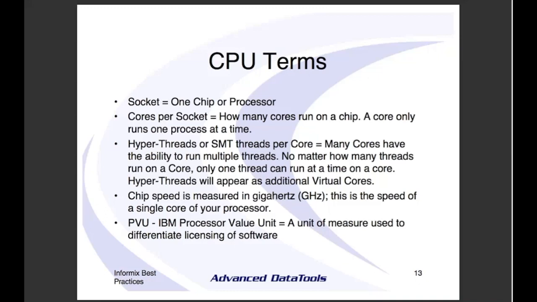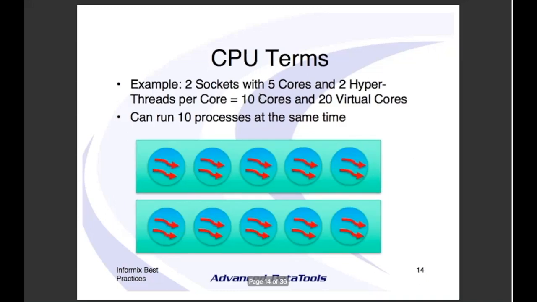And then IBM has a whole processor unit, which I'm not going to get into here. So here's sort of an example. You have 2 sockets, 2 chips. In this example, each chip has 5 cores, and each core has 2 threads. So it looks like it's running 20 virtual cores. But in reality, with these virtual cores, only one thing can run at a time on a chip.